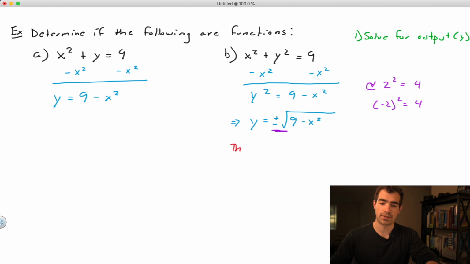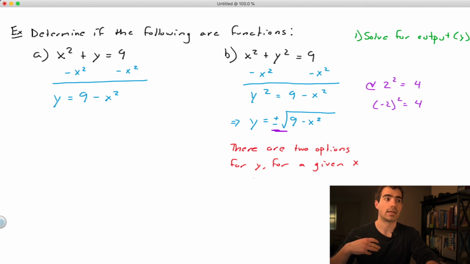But what that shows us is that in this case here, there are two options for y for a given x, right? It could be the positive version or it could be the negative version. And so since there are two options there, and we know we can only assign one output in order for this to be a function, we would say, therefore, this is not a function.